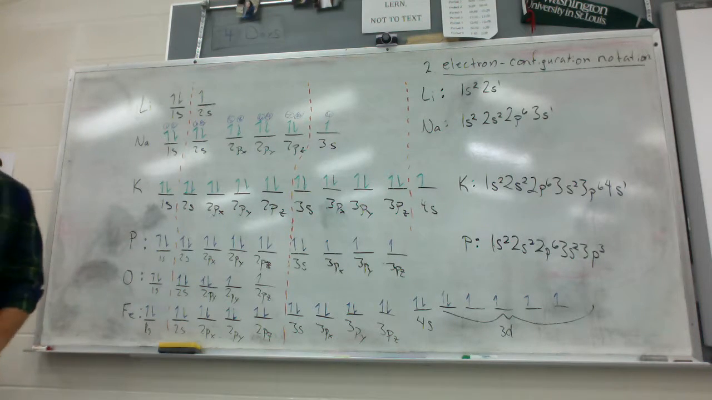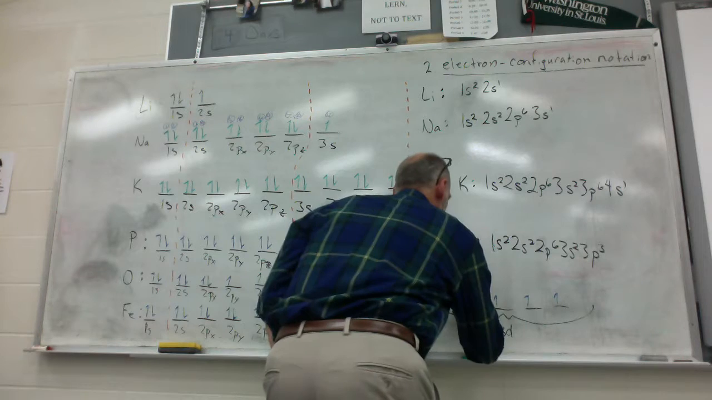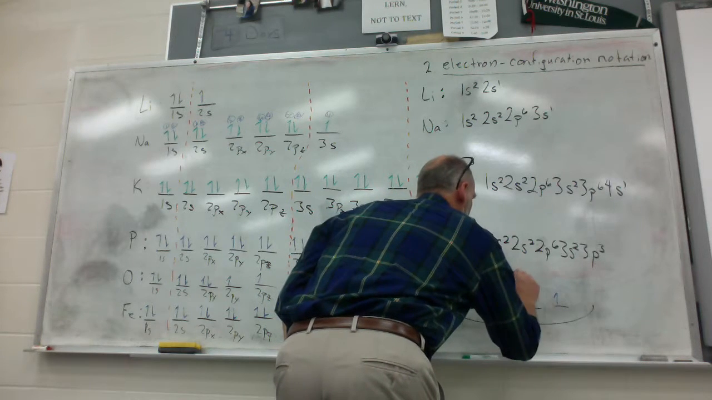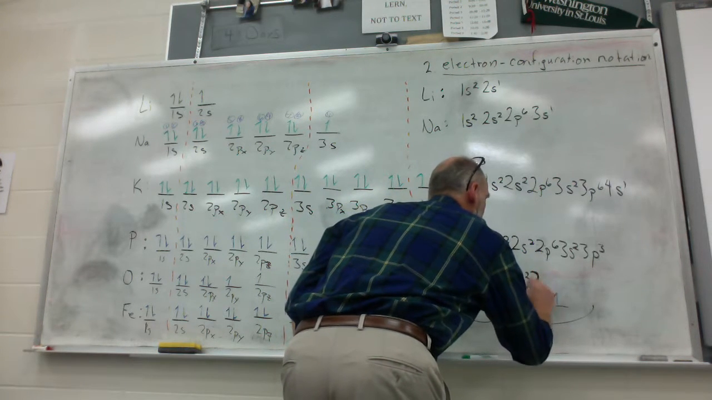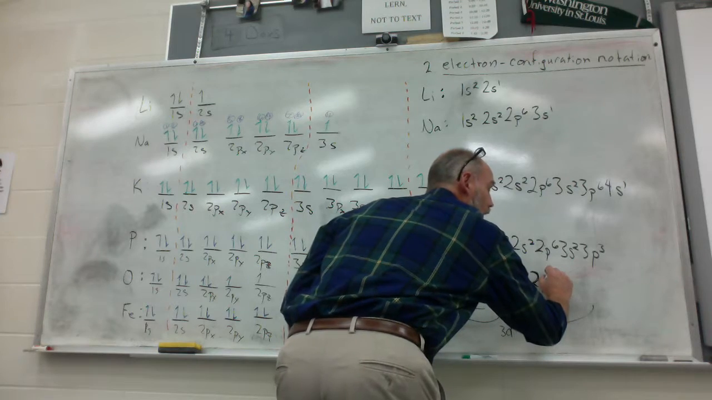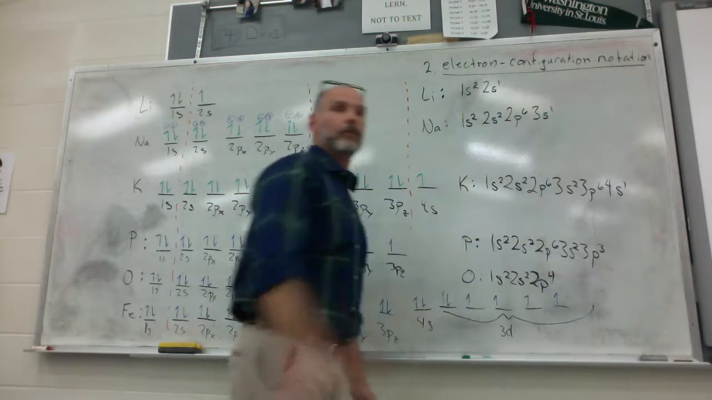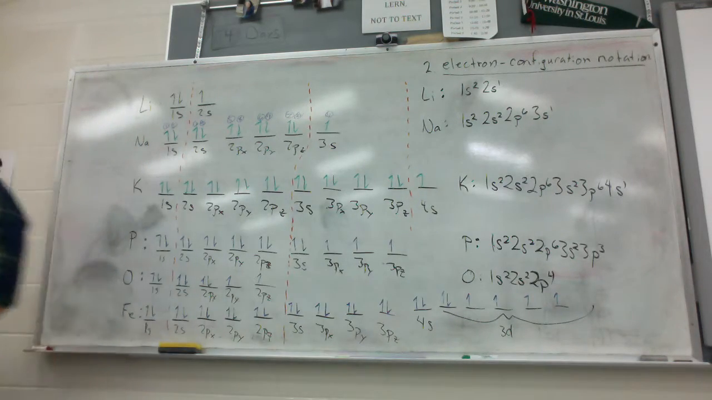Oxygen. What are we going to write? 1s2, 2s2, 2p what? 4. Because we say 1s2, 2s2, 2p4. And then finally, iron.